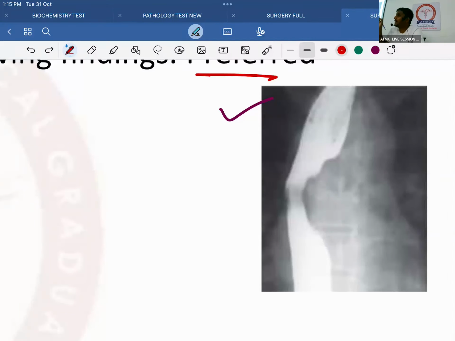तो उसमें क्या दिखता है तुम्हें? Filling defect. वैसा ही कुछ दिख रहा है यहाँ पे. Okay, and उस filling defect की वजह से, और दूसरा क्या दिख रहा है? There is narrowing of the esophagus beta. Which part? Upper, middle or lower?